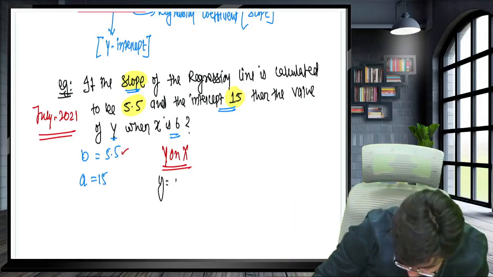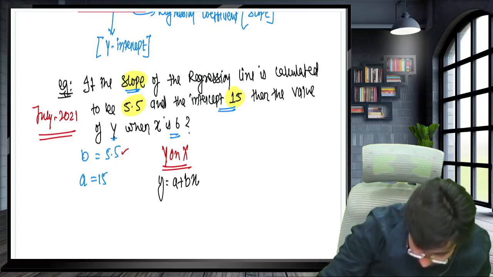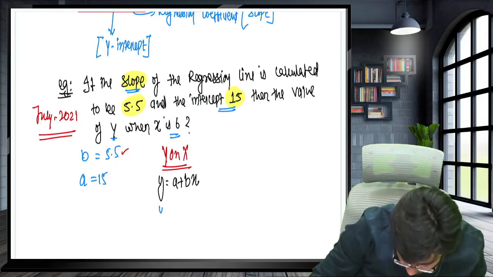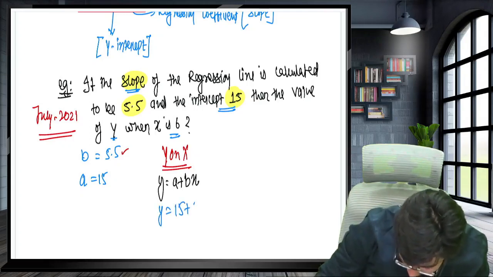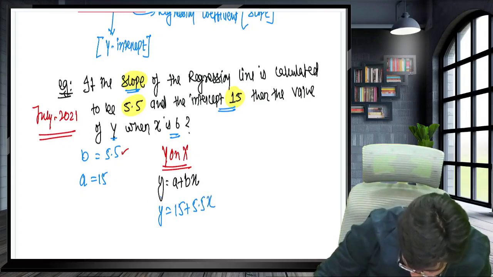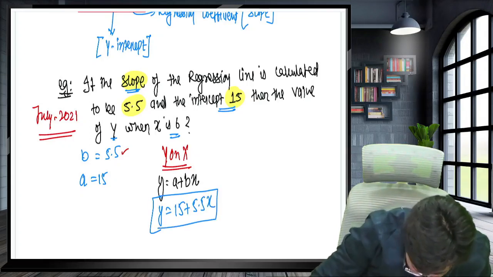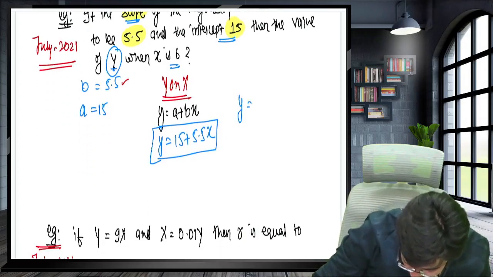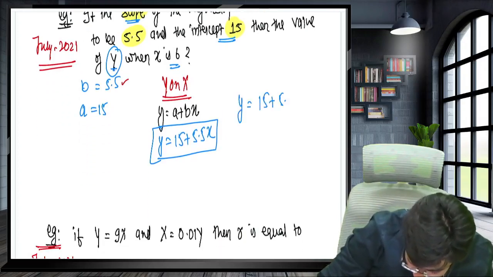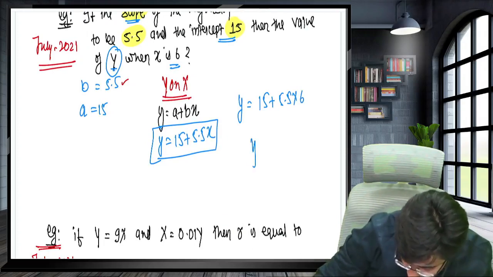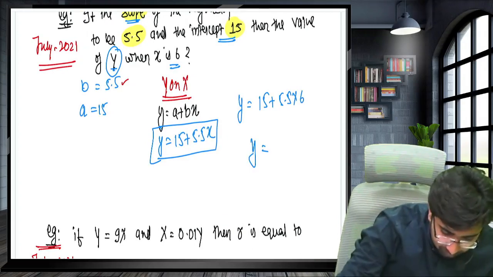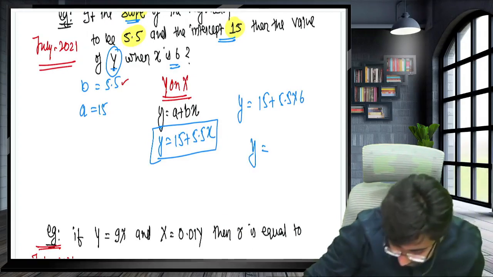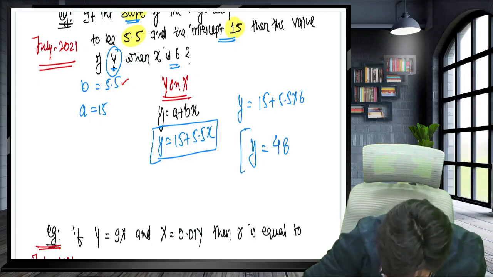Y is equal to a plus bx. So what will be y is equal to 15 plus 5.5x? I want to estimate y when x is 6. Let's put it in: 15 plus 5.5 into 6. Y will be 48. This is the right answer.